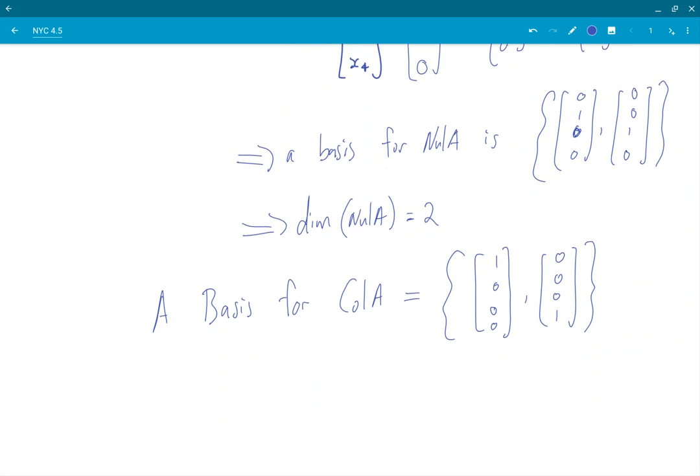Okay, so I have a basis for Col A. There are 2 elements. So therefore, dim Col A is 2.